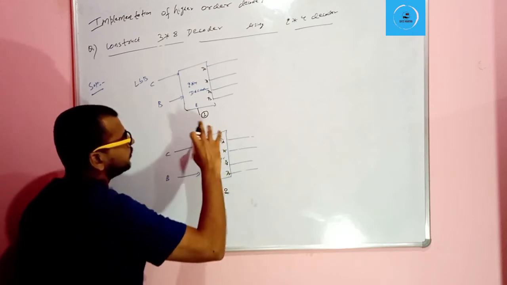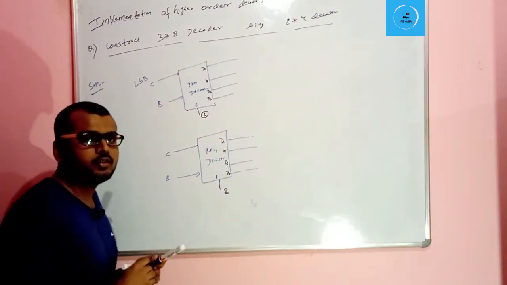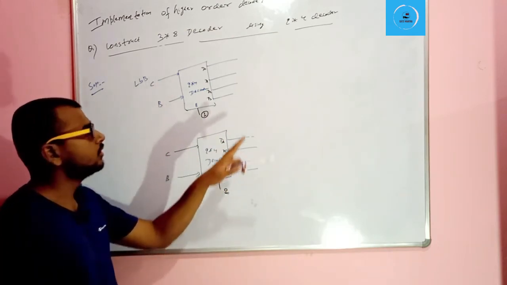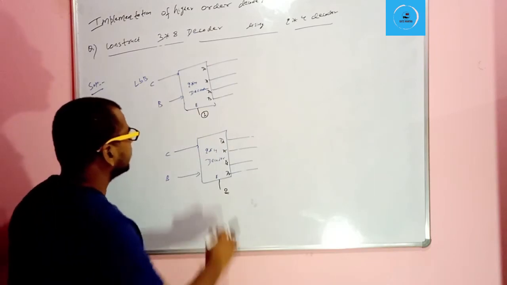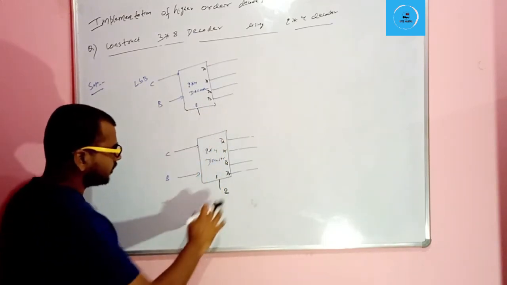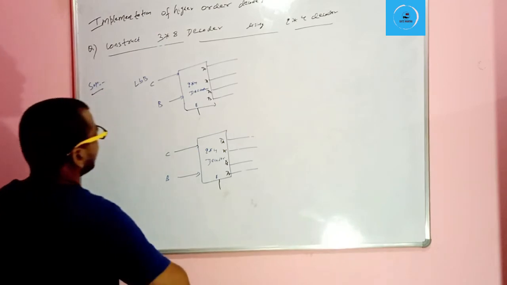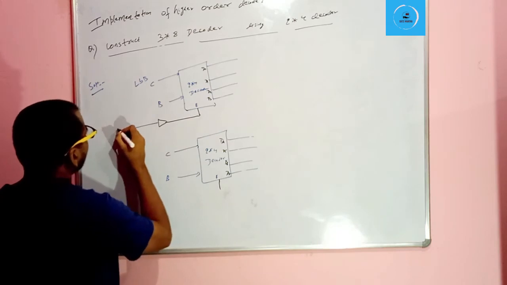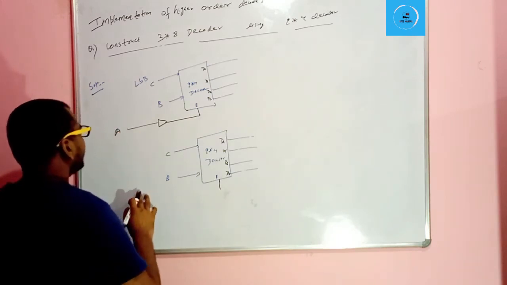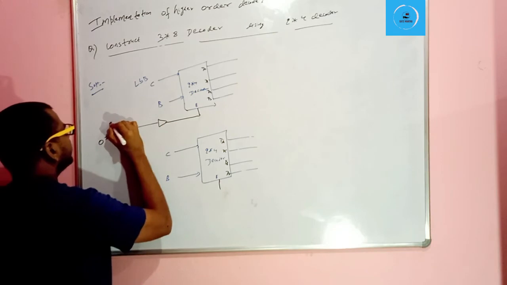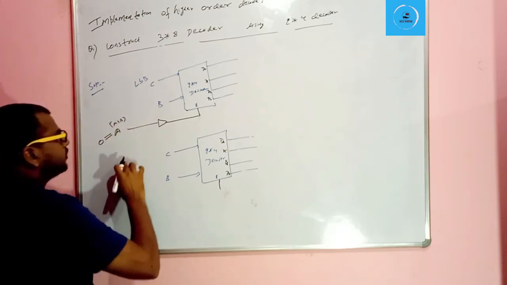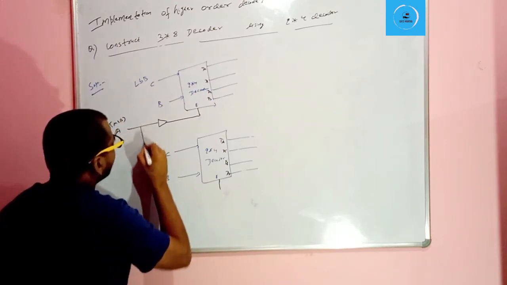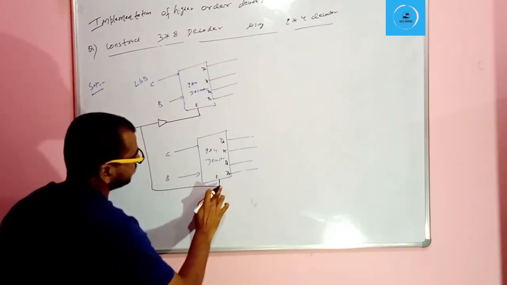So at a time only one decoder should work, so that if we apply B and C with any other input, this output will be open. Here we will apply our MSB, A. So for A equal to 0, this is MSB, this decoder should work and this decoder should not work. So we will add like this.